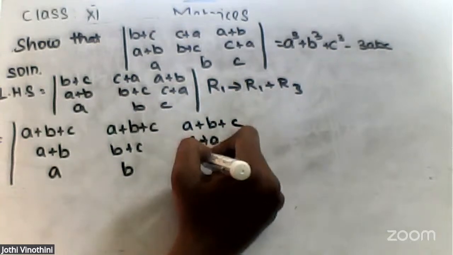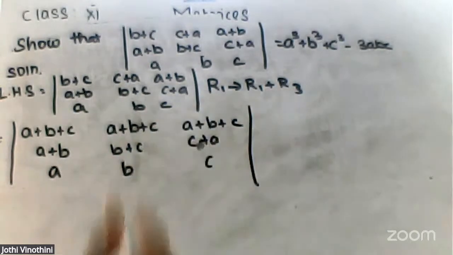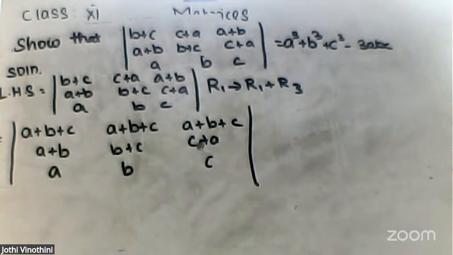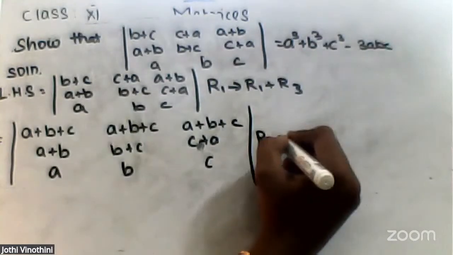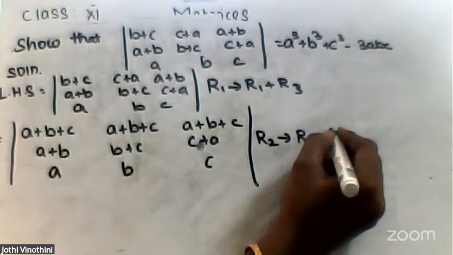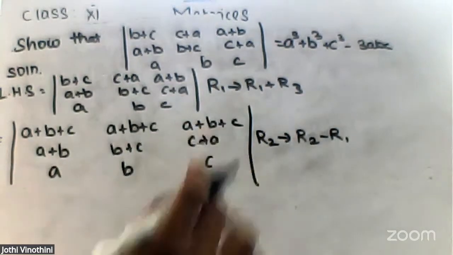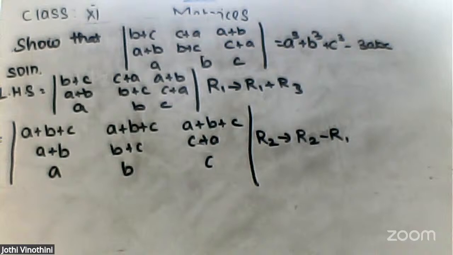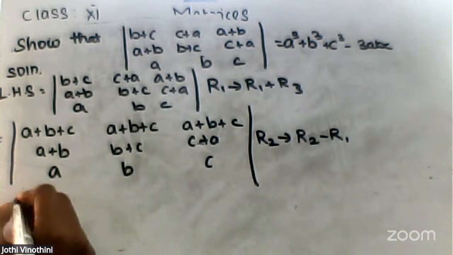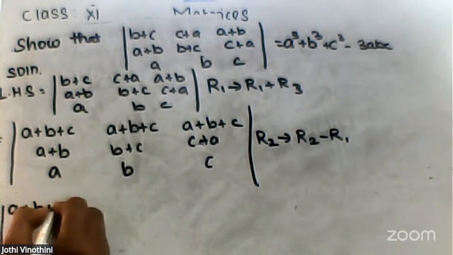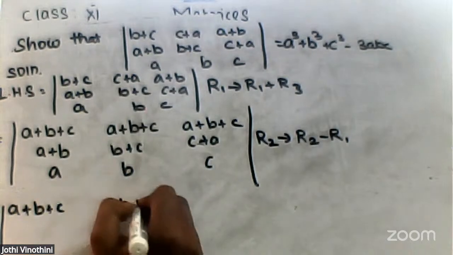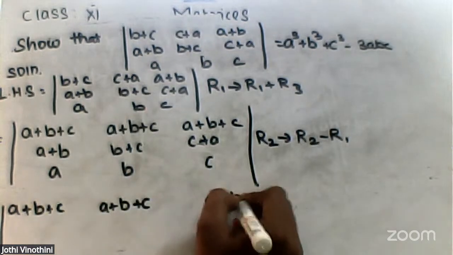What is our first step? The first step is R1 replaced by R1 plus R3. Right? Right. So what is the second step? In the second step, I am going to replace R2 by R2 minus R1. Right? R2 minus R1. Shall we? Yes. So R1 remains the same: a plus b plus c, and again a plus b plus c, and again a plus b plus c.